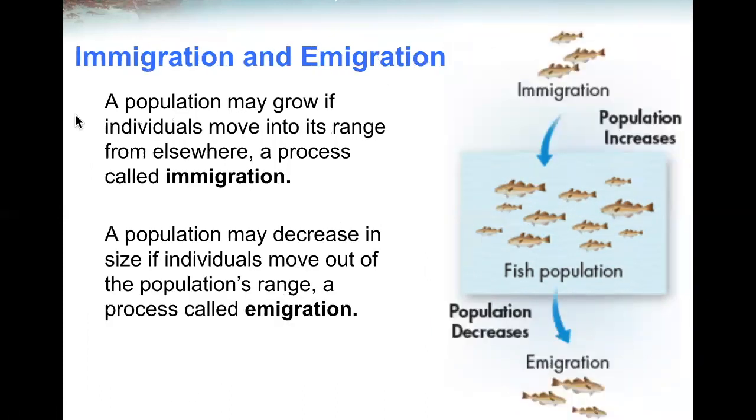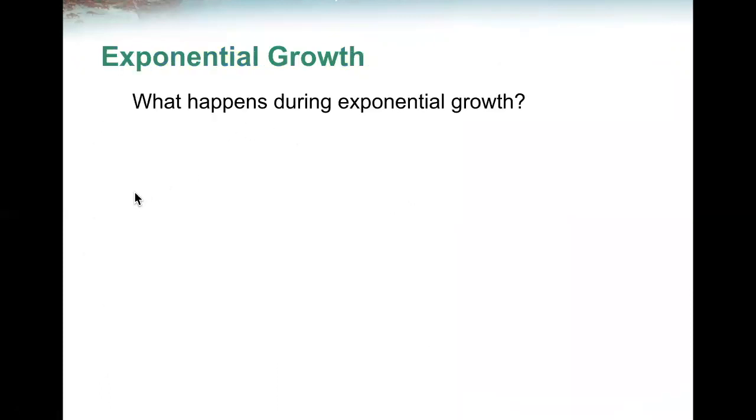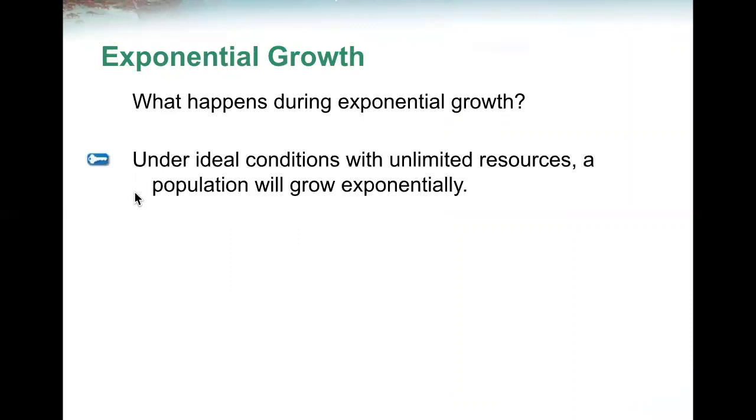A population may grow if individuals move into a range from elsewhere, a process called immigration. A population may decrease in size if individuals move out of a population's range, a process called emigration. So, what happens during exponential growth?